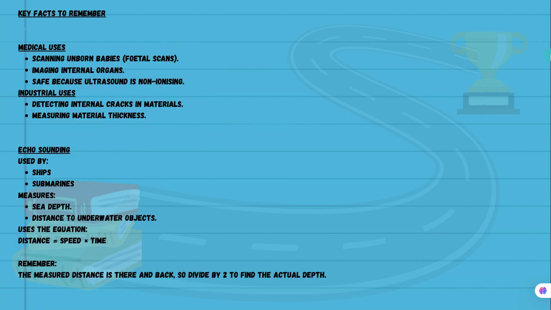Key facts to remember. Medical uses: scanning unborn babies, fetal scans, imaging internal organs. Safe because ultrasound is non-ionizing. Industrial uses: detecting internal cracks in materials, measuring material thickness. Echo sounding is used by ships and submarines to measure sea depth and distance to underwater objects. It uses the equation distance equals speed times time. Remember the measured distance is there and back, so divide by 2 to find the actual depth.